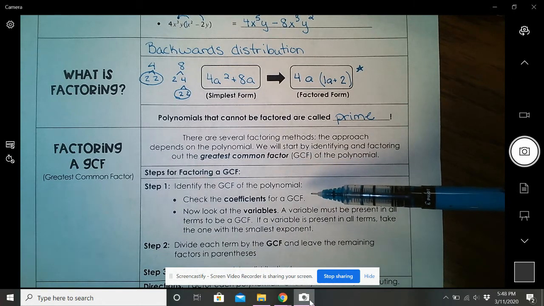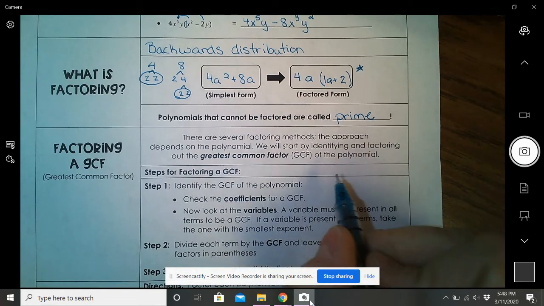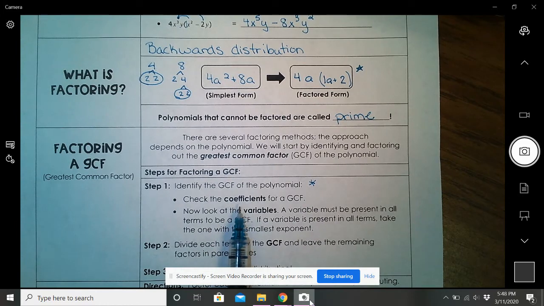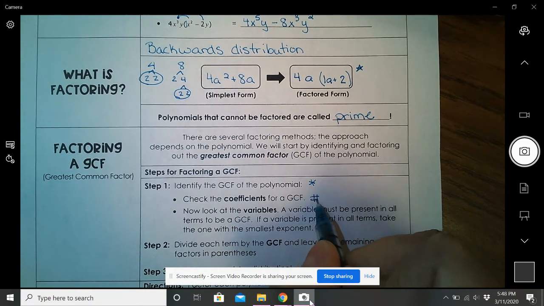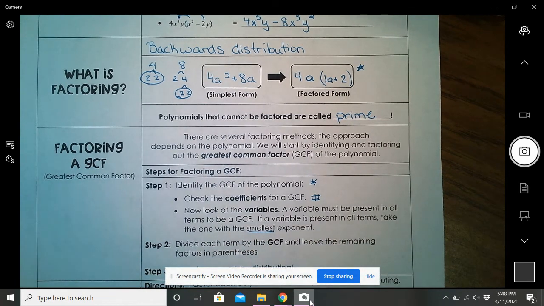To factor with the GCF, first you have to figure out what is the GCF, and that might be the toughest step. After that, you're checking your coefficients for a number value, and you're checking your variables, and here's the way to find that. A variable must be present in all the terms to become a GCF. If a variable is present in all terms, take the one with the smallest exponent. And I'll show you what I mean by that.